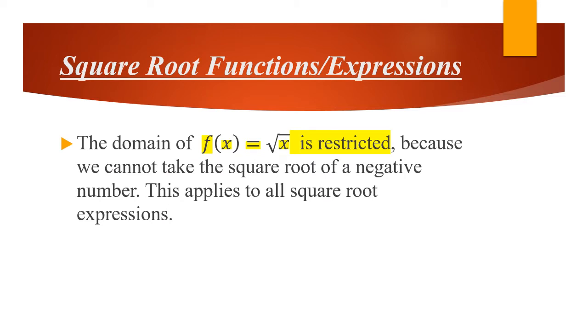The first one we're going to talk about, that we talked about during our parent functions, is the square root function. And the square root function is f of x equals the square root of x. And it's restricted because we cannot have negative numbers underneath the square root. Okay. So when we are evaluating this, we know that x has to be greater than or equal to 0, meaning that it has to be positive. So that's what creates our domain restriction.